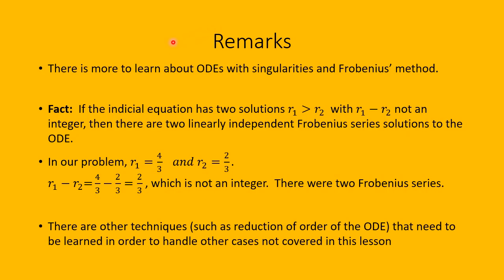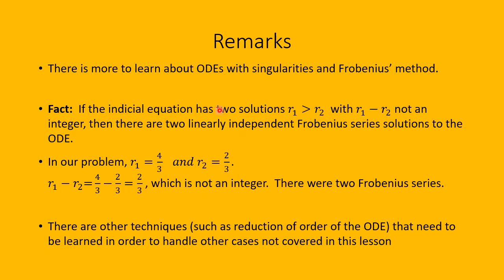And now for some concluding remarks. There is more to learn about ODEs with singularities and the Frobenius method. We saw one problem, and in our one problem we had two solutions to the indicial equation. R1 was 4/3 and R2 was 2/3. And here's a fact. If the indicial equation has two solutions, R1 being greater than R2, with R1 minus R2 not being an integer, then there are two linearly independent Frobenius series solutions to the ODE. So in our case, the two roots were 4/3 and 2/3. R1 minus R2, 4/3 minus 2/3 equals 2/3. Last time I heard, 2/3 is not an integer.